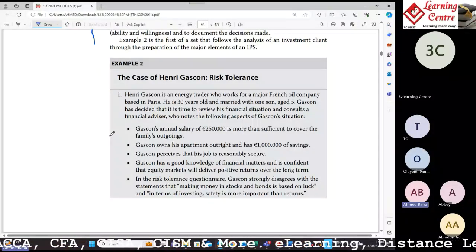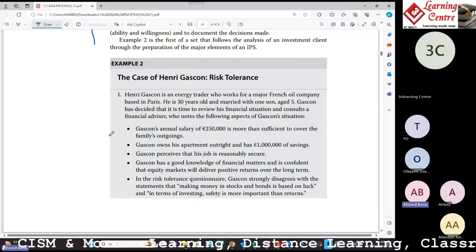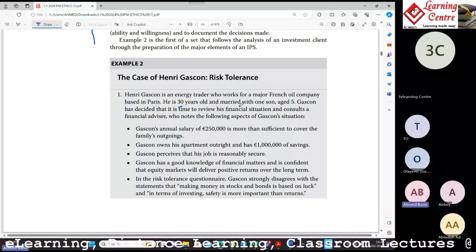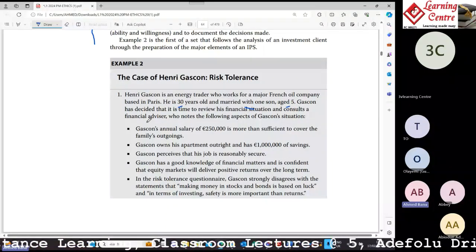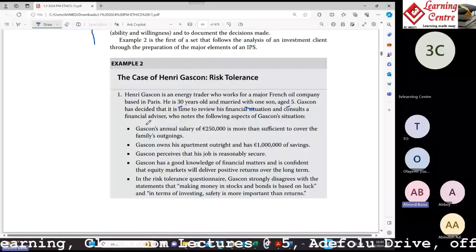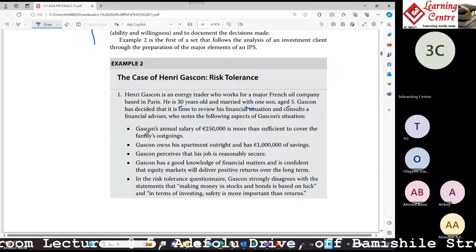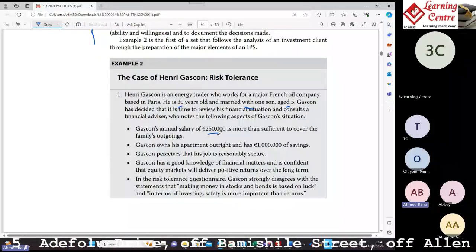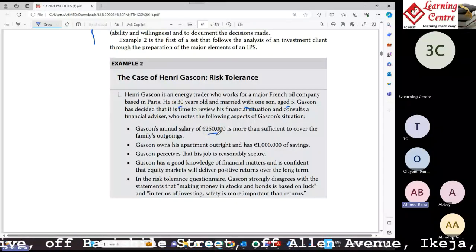So Eric Gascon is an energy trader who works for a major financial oil company based in Paris. He's 30 years old and married with a son aged 5. Gascon has decided that it is time to review his financial situation and consult a financial advisor, who notes the following aspects of Gascon's situation. Gascon's annual salary of 250,000 euros is more than sufficient to cover his family outgoings.